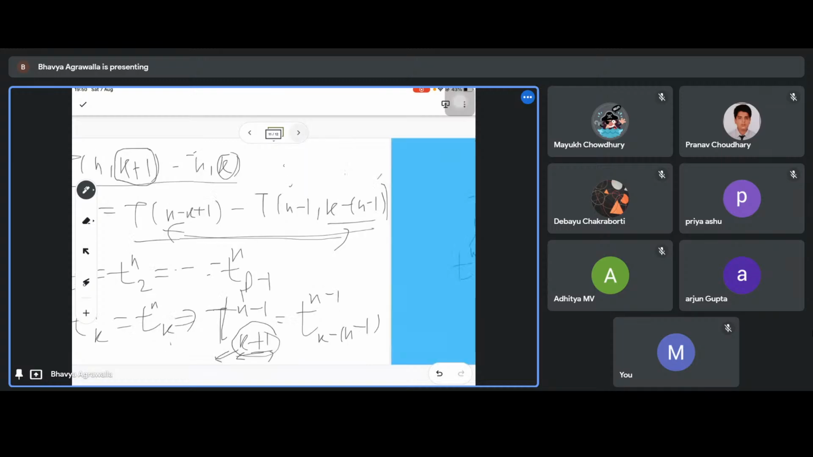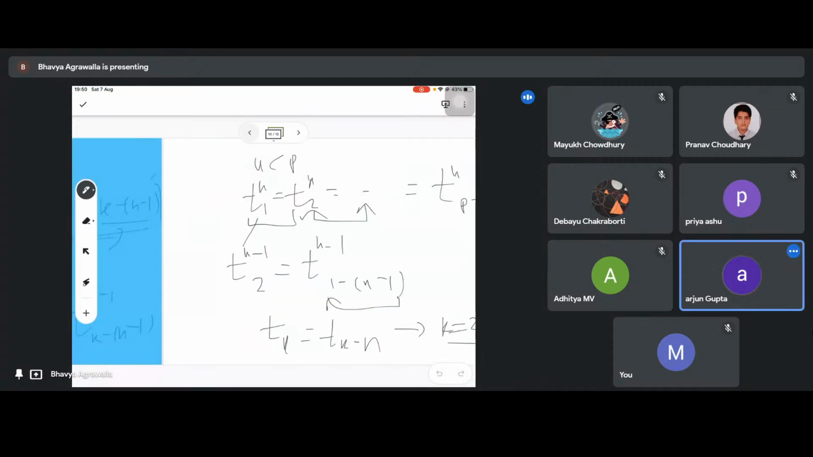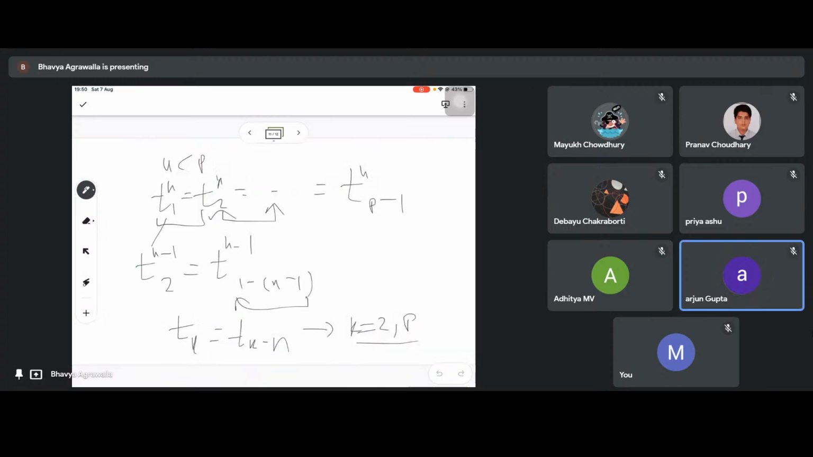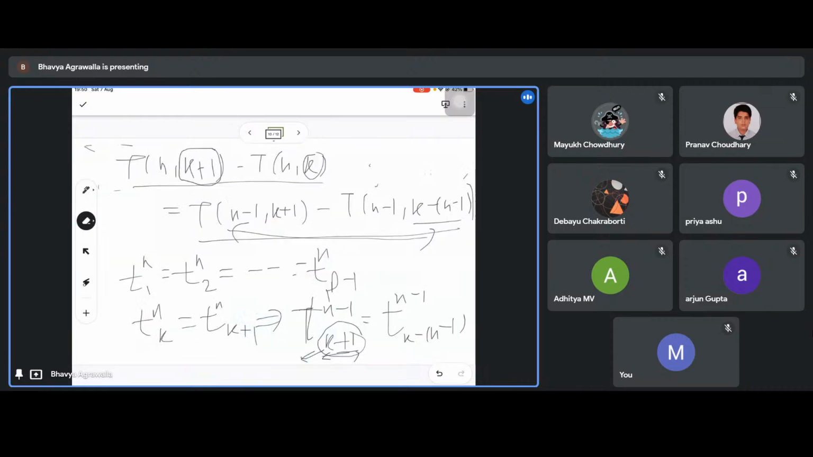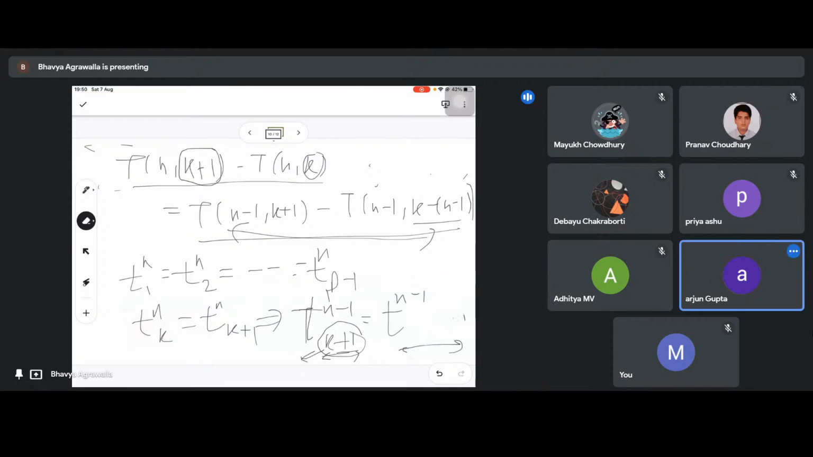Could you repeat? So assuming that this thing is true, that small t of n comma 1 is equal to small t of n comma 2 is equal to small t of n comma p minus 1, so you had that t of n comma k is equal to t of n comma k plus 1 implies t of n minus 1 comma k plus 1 is equal to t of n minus 1 comma k minus n plus 1. This is clear? Yeah, k plus 1 minus n, right?